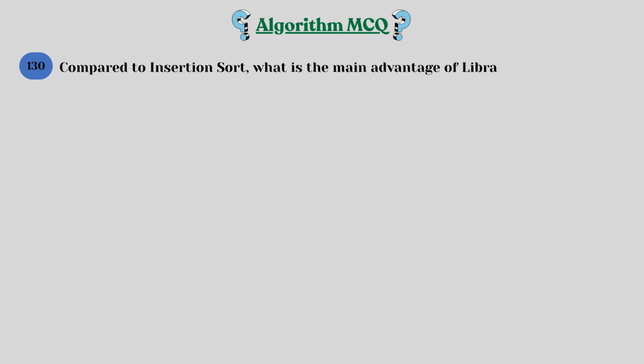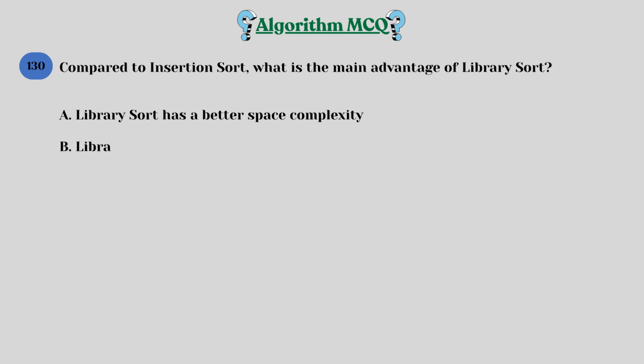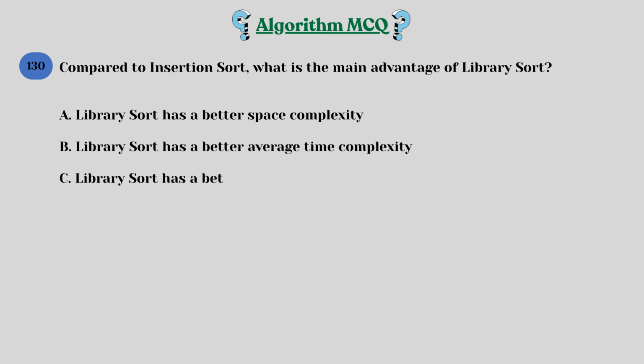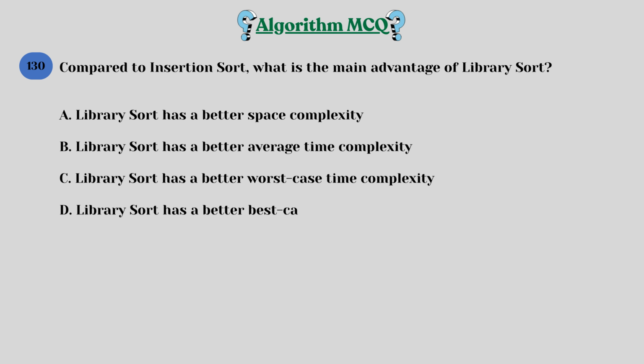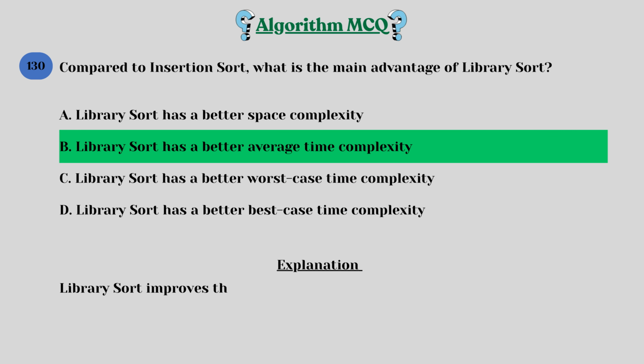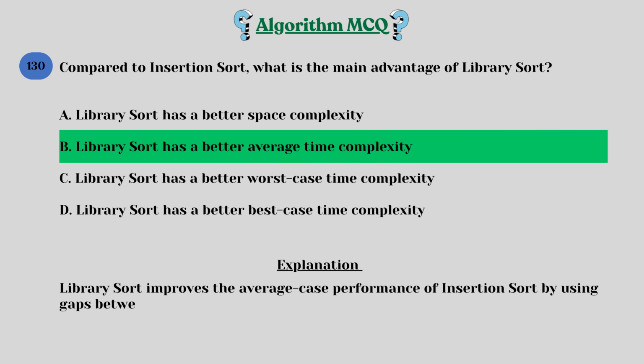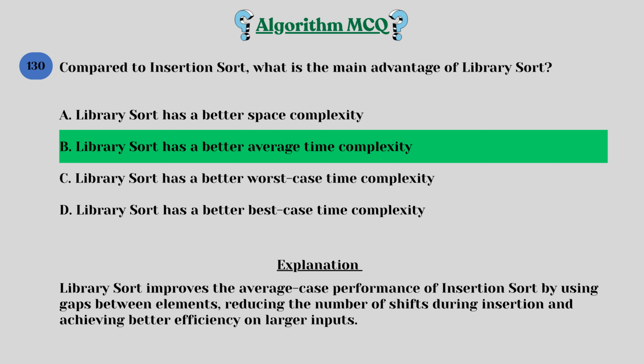Compared to insertion sort, what is the main advantage of library sort? Correct answer, library sort has a better average time complexity. Explanation: library sort improves the average case performance of insertion sort by using gaps between elements, reducing the number of shifts during insertion and achieving better efficiency on larger inputs.